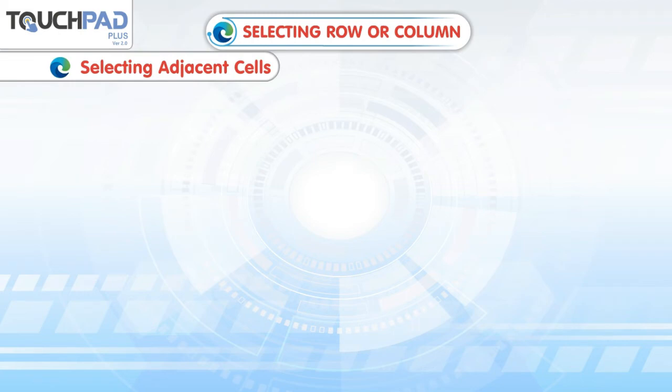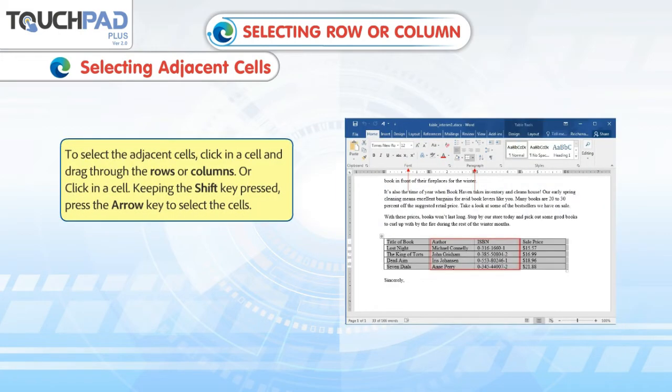Selecting adjacent cells. To select the adjacent cells, click in a cell and drag through the rows or columns. Or click in the cell keeping the Shift key pressed. Press the arrow key to select the cells.